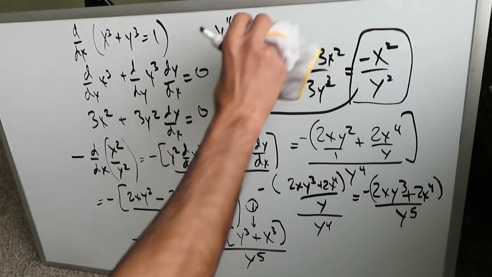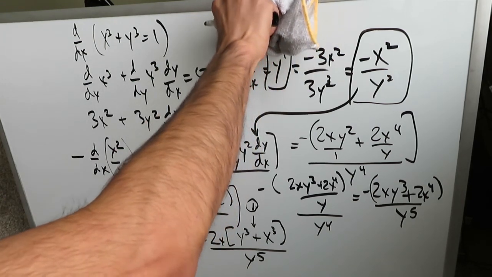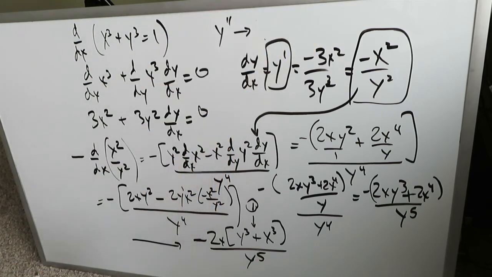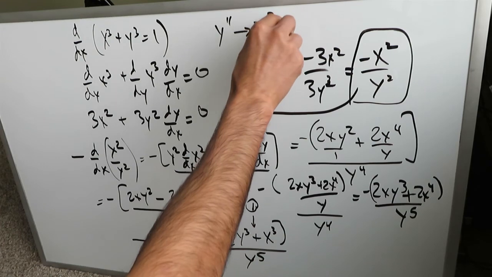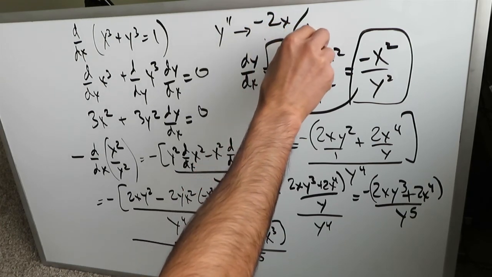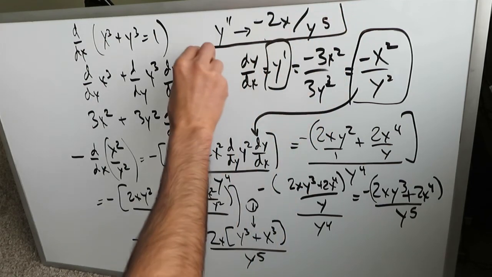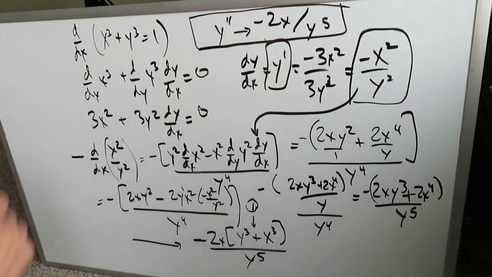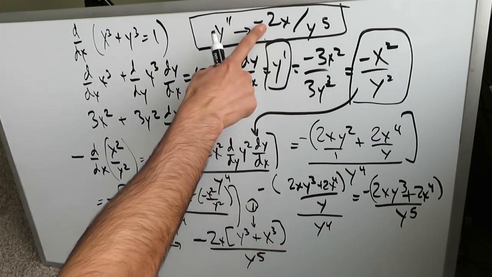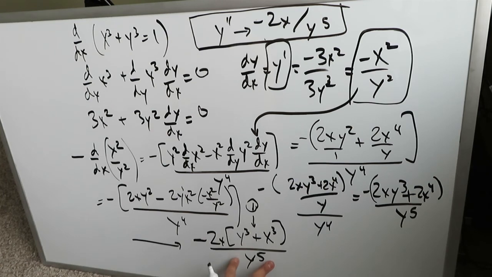So why don't I just come over here and I post the answer right here on the top for you to see. When this 1 gets substituted right over here, you are left with a minus 2x over y to the 5, and that's your final second order derivative of this expression over here. And this 1 substituted for this, and you have a minus 2x times 1, which is a minus 2x, divided by what you already have, y to the 5, and that right there is your final answer.